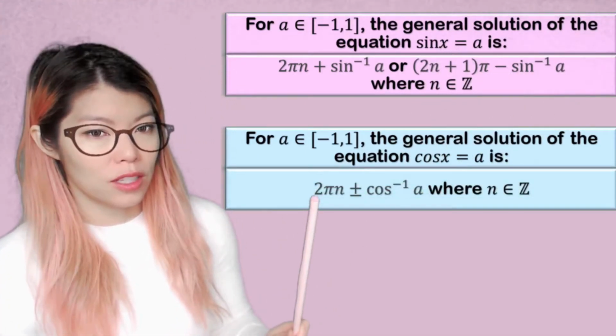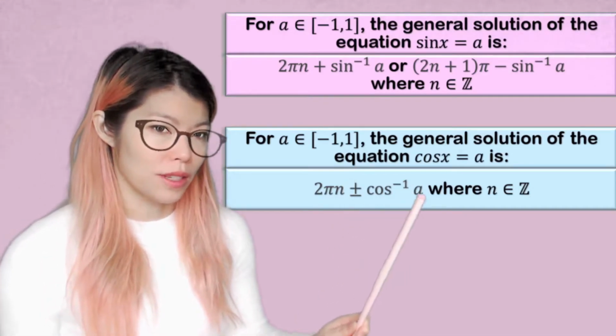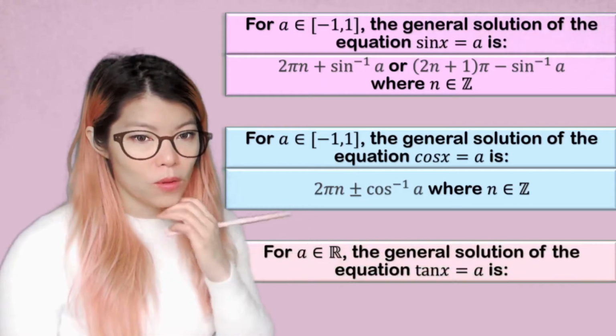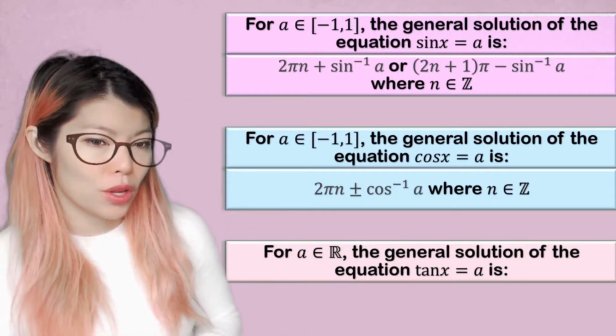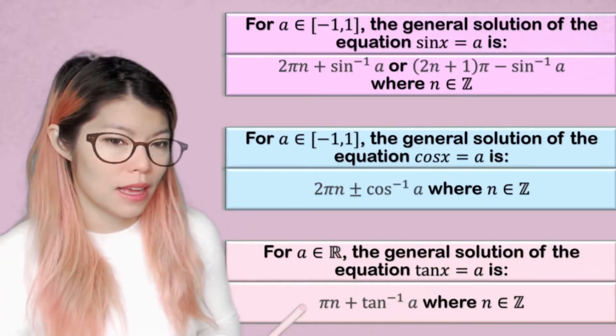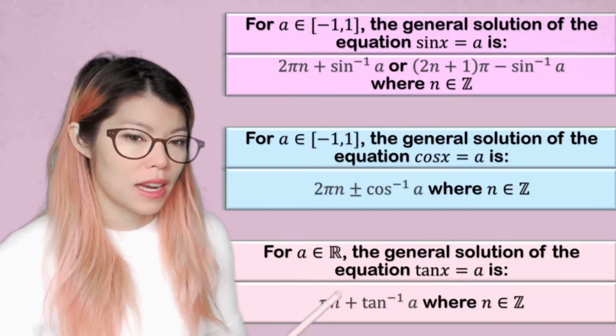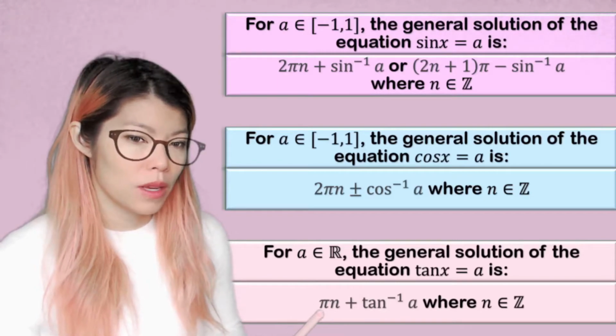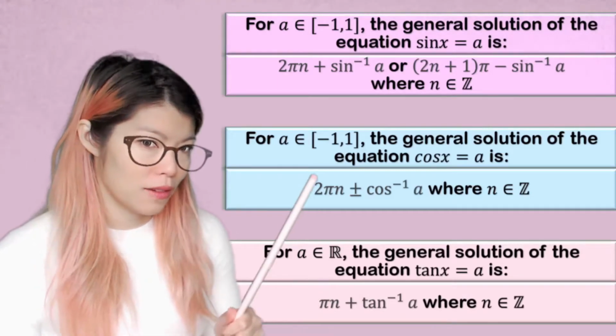But for cos, it's just 2 pi n plus or minus cos inverse a. So try to remember that because we're going to use it. We're also going to do tan, but instead of going through the explanation, I'll just give you what it does. So the general solution for tan is just pi n plus tan inverse a. And we know it's pi n because the period is only pi instead of 2 pi.